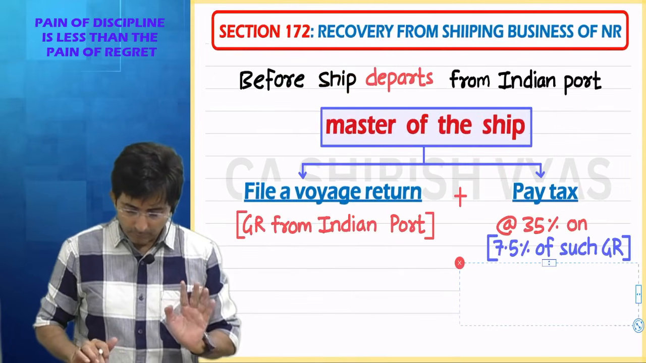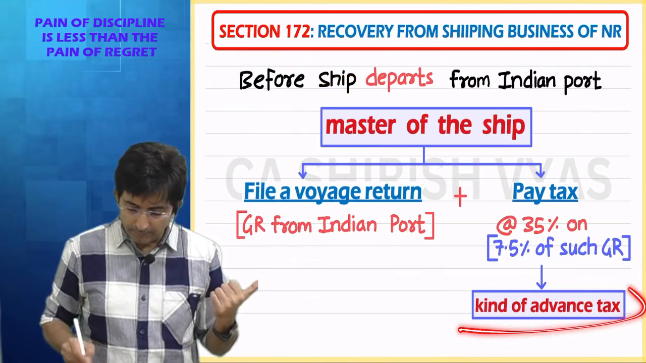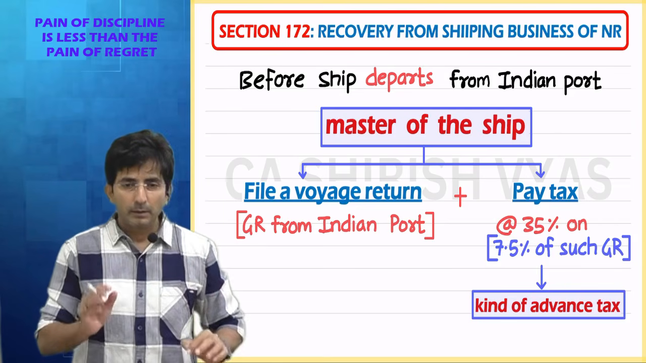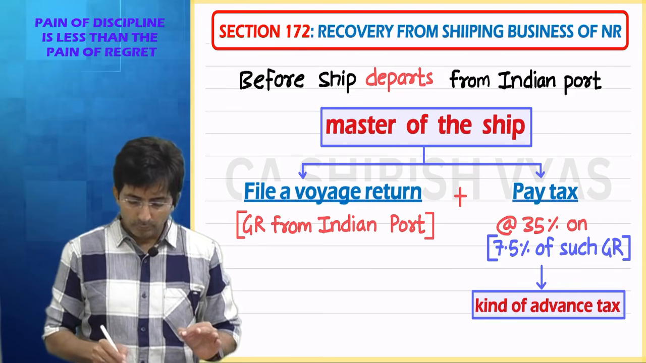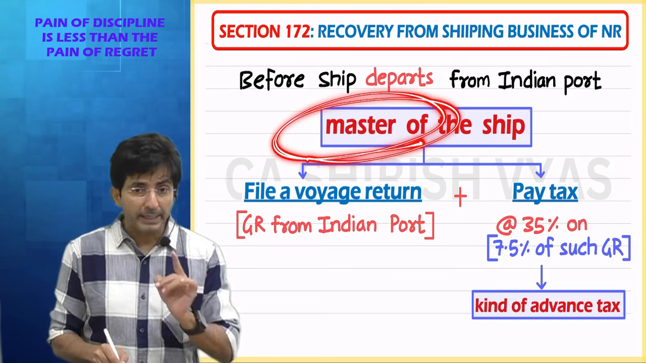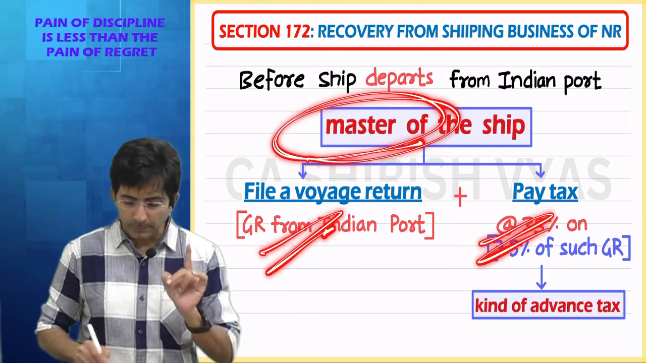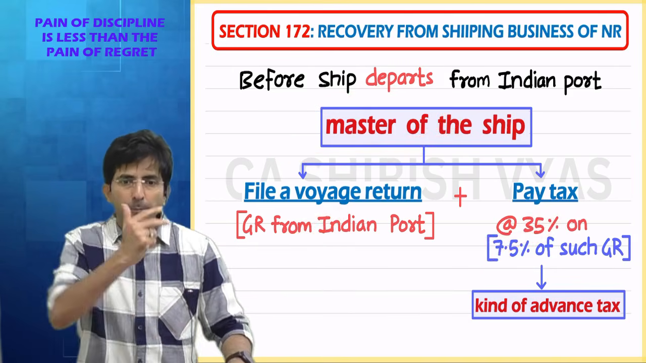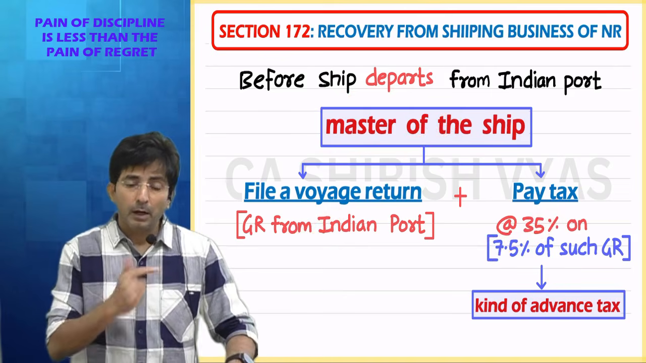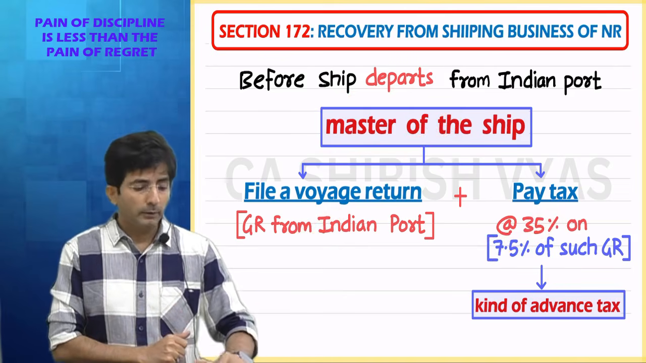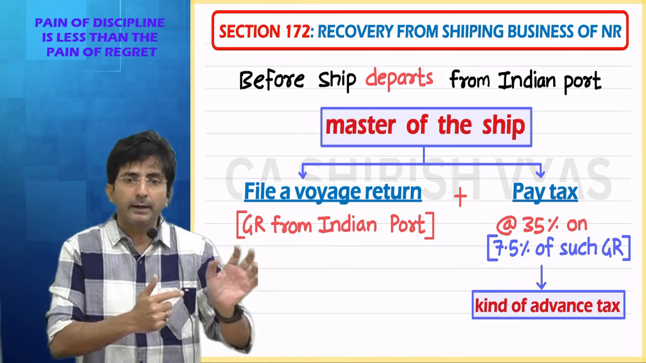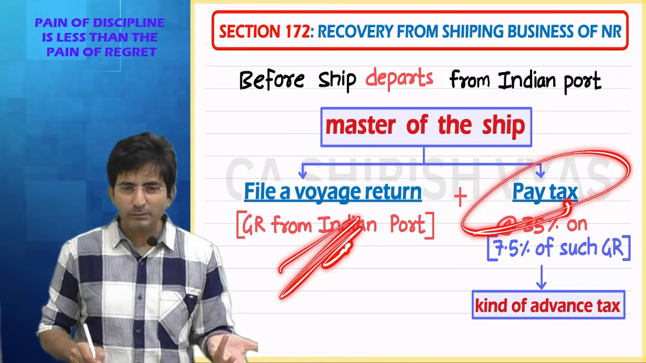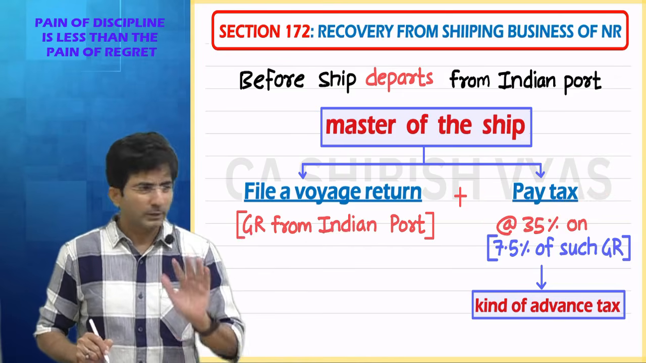See, here I have written it is kind of an advance tax. One more thing, last thing. You know, the master of the ship has to make sure that the voyage return is filed and he has paid the tax. But sometimes the ship is in a hurry to depart. It is so urgent for them to leave India, and doing the formality of filing the return and paying tax will delay. So there is an option.